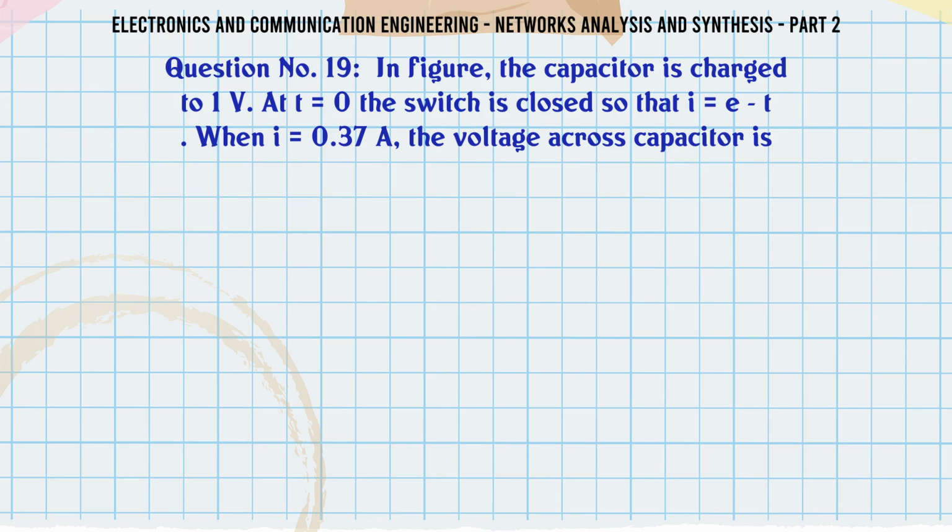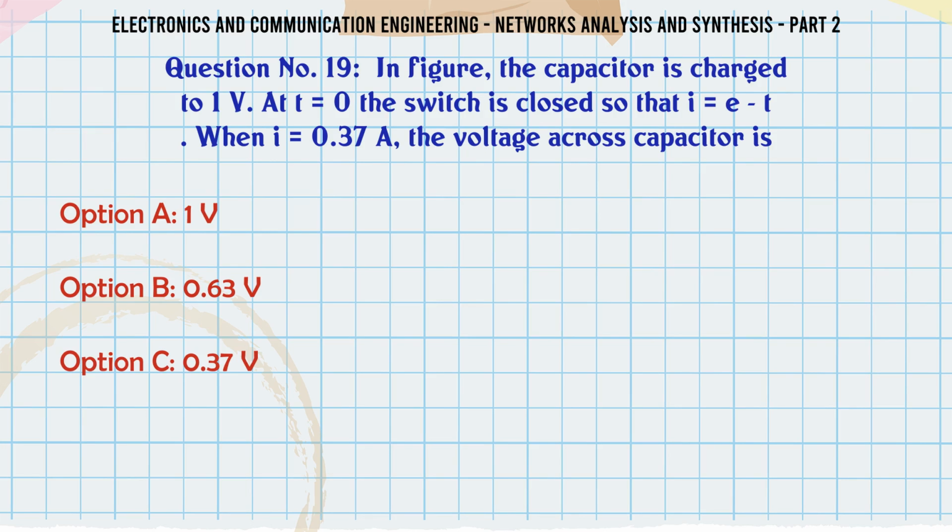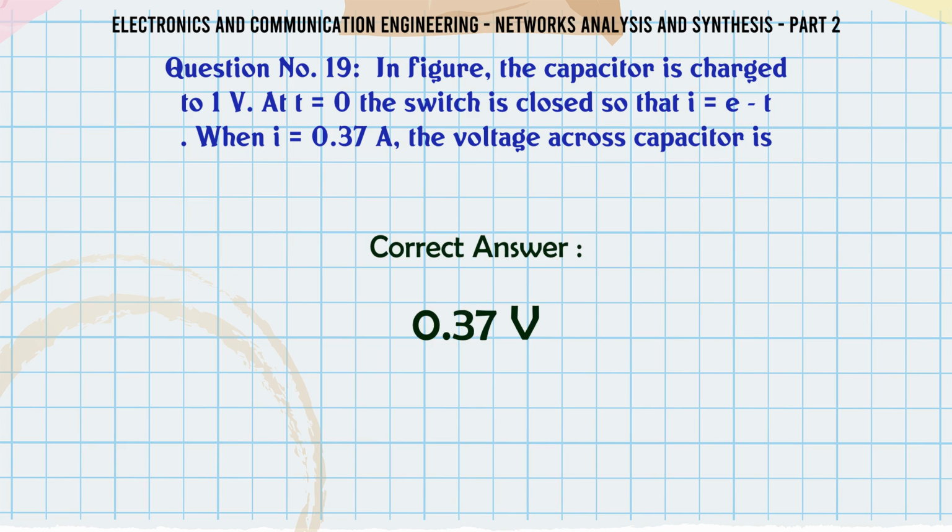In the figure, the capacitor is charged to 1 V. At t = 0 the switch is closed so that I = E/R. When I = 0.37 A, the voltage across the capacitor is A. 1 V, B. 0.63 V, C. 0.37 V, D. 0.185 V. The correct answer is 0.37 V.